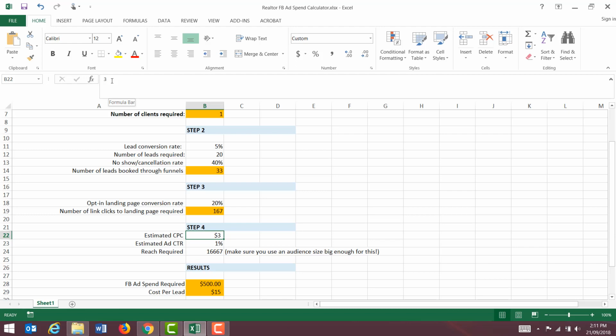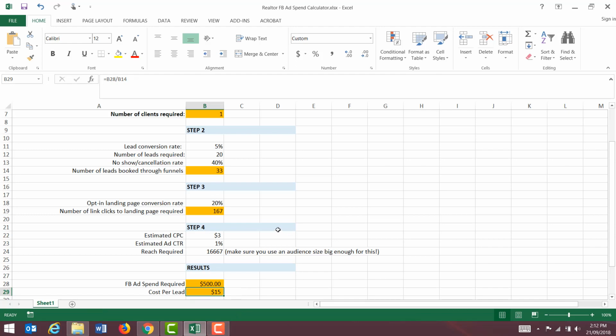So we rapidly test the audience's responses through a number of different strategies that we use before we actually really fuel the fire. So based on the $3 cost per click, we need an estimated ad click-through rate of 1%, which is quite low. You'd want to be getting closer to 2, over 2 ultimately, with a reach size there of 16,667 based on the calculator. So the Facebook ad spend required over the 90 days for this type of conversion based on these initial metrics that we have in here would be $500, and the cost per lead would be $15 per lead.